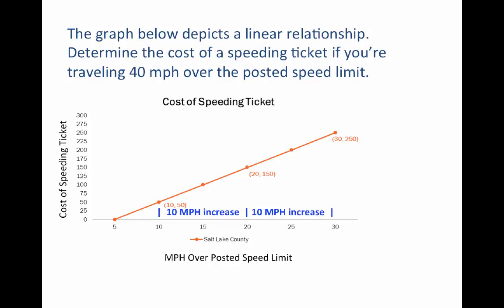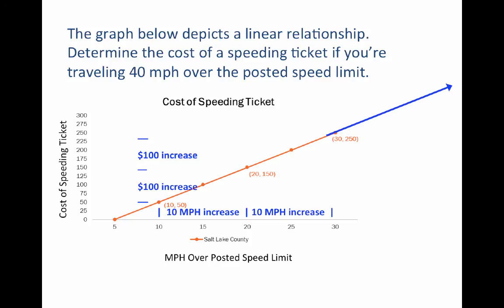Let's extend the line and figure out the increases in x and increases in y with each of those points. Notice that if we move from one point to the next in x, we have a 10 mile per hour increase between 10 and 20 and 30. In the y direction, we move from 50 to 150. That's a $100 increase. And then from 150 to 250, that's another $100 increase.